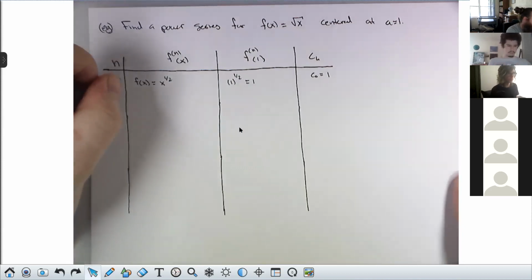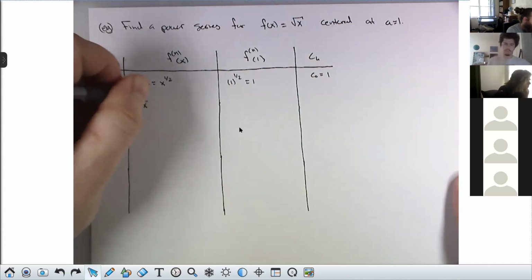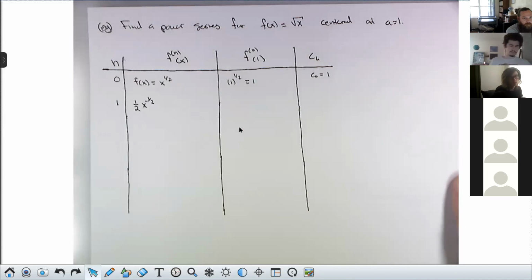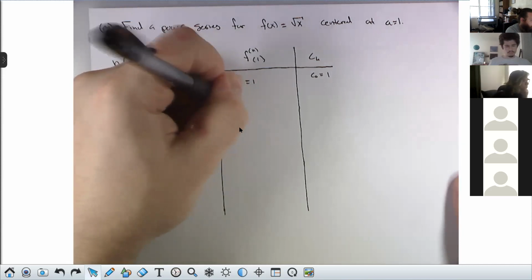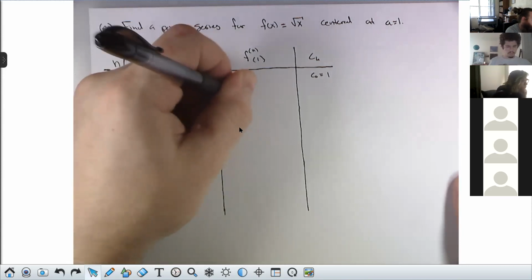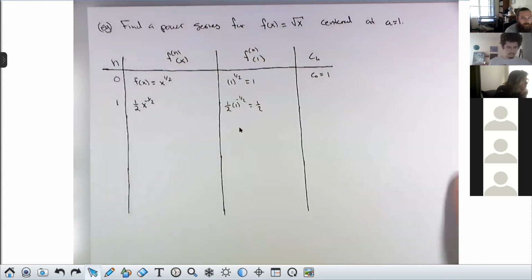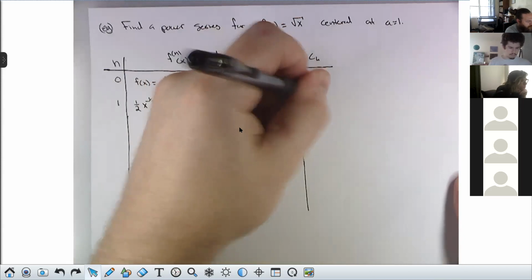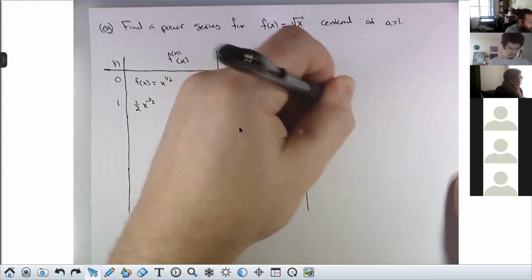If I differentiate 1 time, then I'll get 1/2 x to the negative 1/2. And if I plug 1 into that, then I get 1/2 times 1 to the negative 1/2. That's just 1/2. So c_1 is 1/2 divided by 1 factorial.